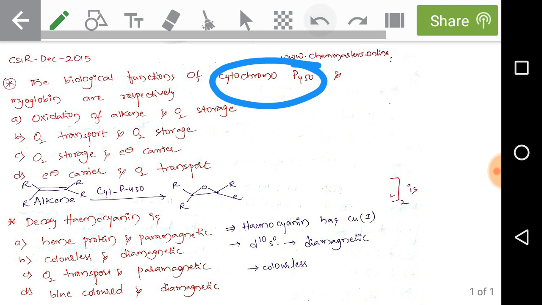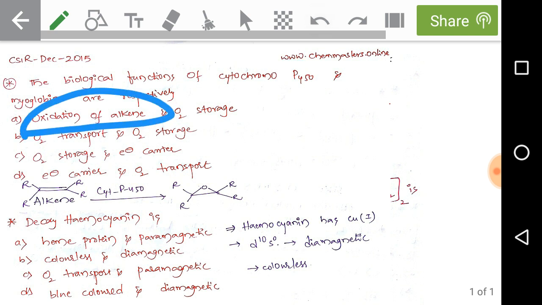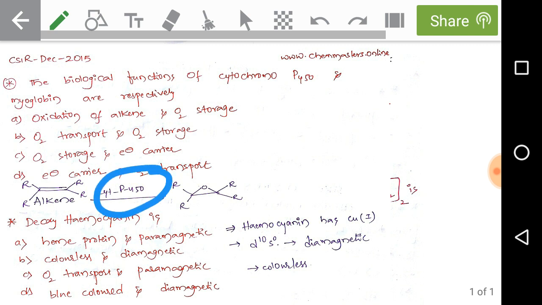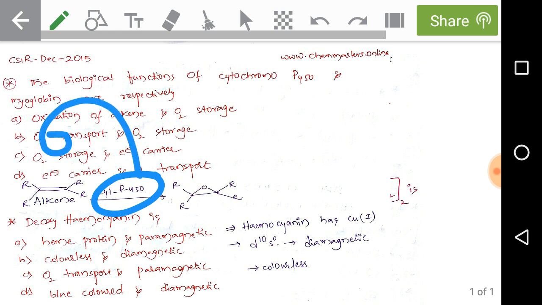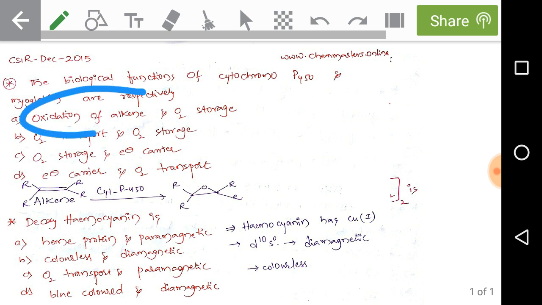Now if we check the first statement, here we have oxidation of alkene with respect to cytochrome P450. Yes, here oxidation of alkene is done by cytochrome P450 because it is acting as a monooxygenase and it inserts oxygen onto the double bond of alkene and results in an epoxide. So that's why, in the given four statements, the first statement, that is oxidation of alkene for cytochrome P450, is the correct one.